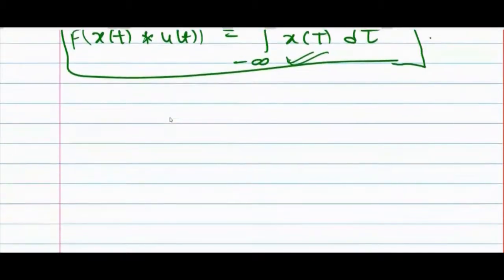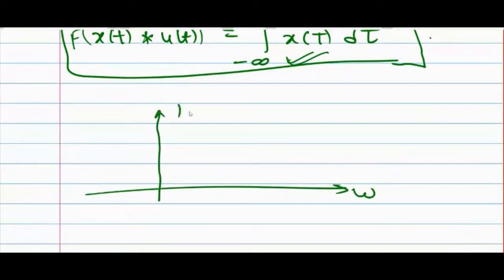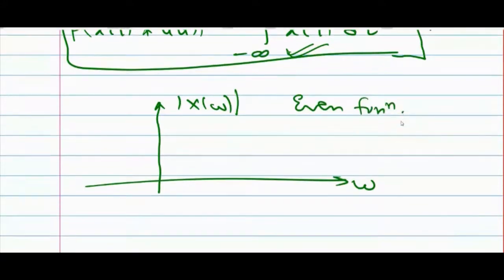Then you should know the magnitude spectrum. It is the graph of magnitude versus frequency, magnitude x of omega versus frequency. And it is always an even function. The magnitude spectrum is an even function.